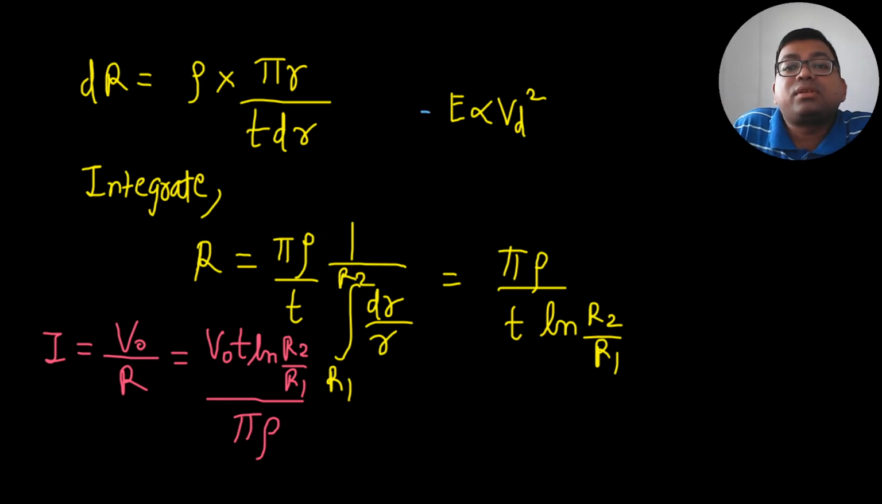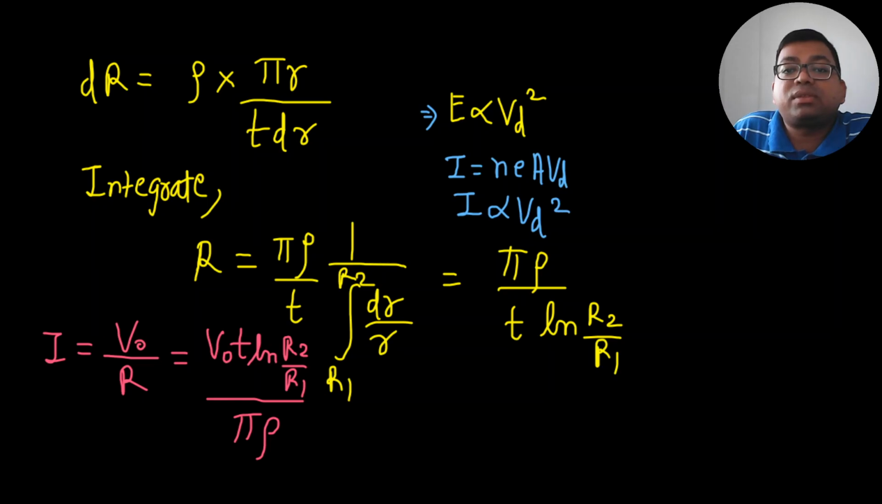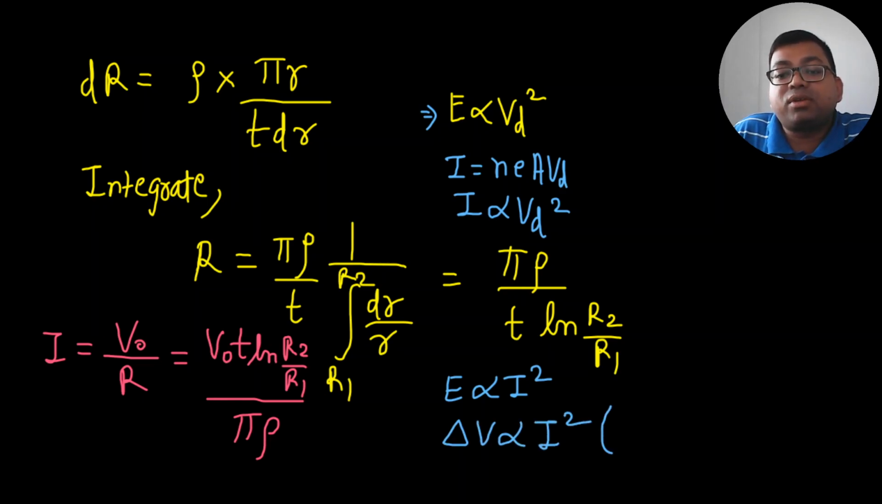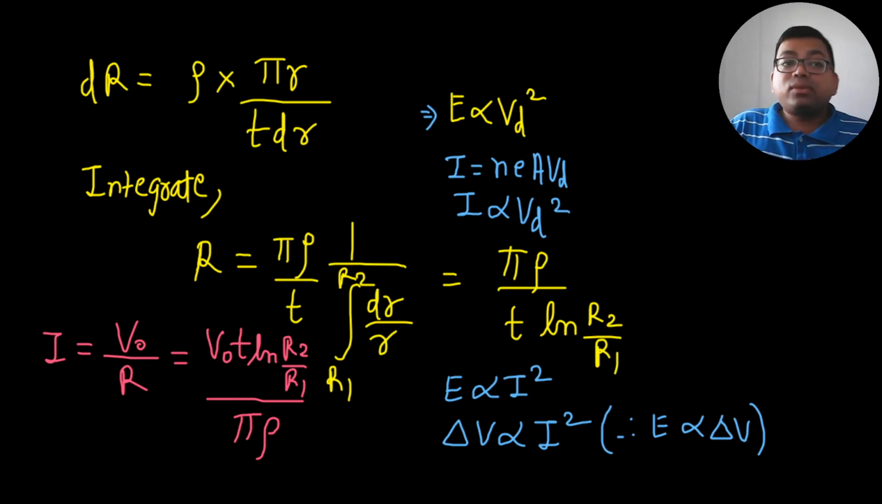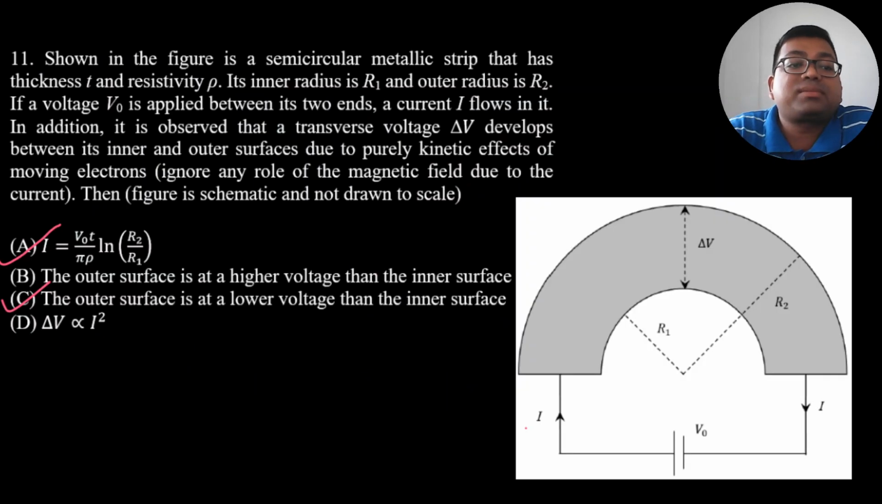Now, drift speed in terms of current: we know current I is equal to n e A vd, the drift speed. So current is proportional to drift speed, which means electric field is proportional to current square. Electric field is also proportional to voltage, because electric field and voltage have a direct relationship. So the voltage is proportional to current square. We can conclude from this analysis that delta V is proportional to I square. So we can choose option D also. Here options A, C, D are the correct options.